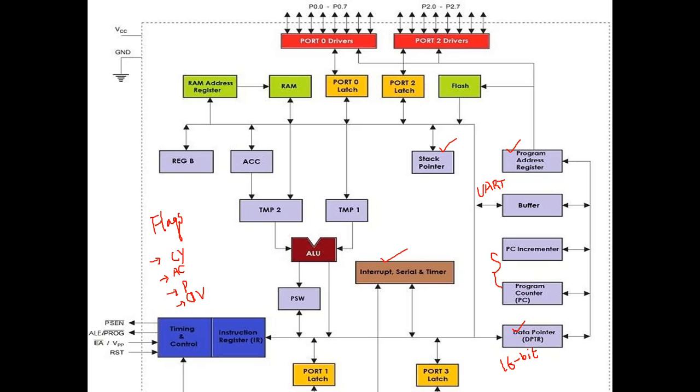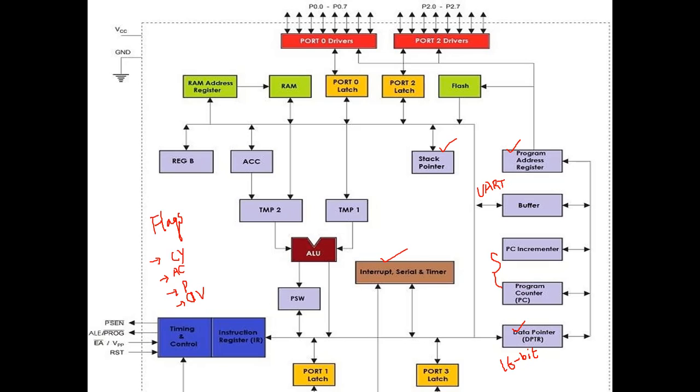Along with this we have a set of other features here. You can see program store enable, address latch enable, external access and reset pins. We know that the reset pin, once you press it, gives a 5 volt pulse signal, which in turn resets the entire system operation. And external access gives permission to access the external memory.